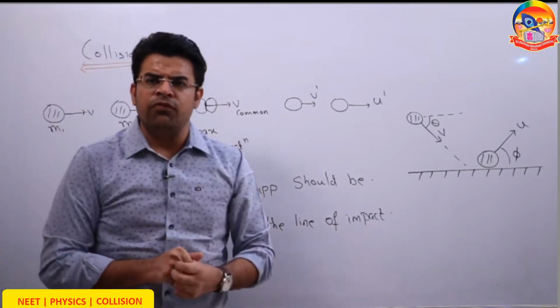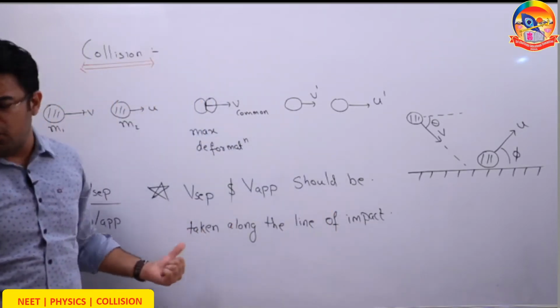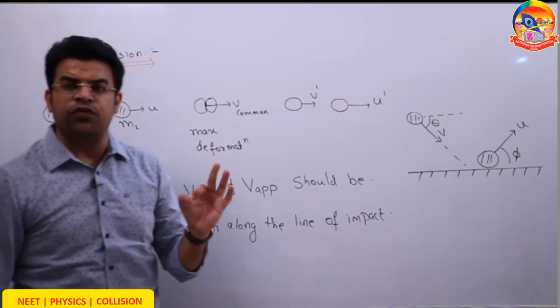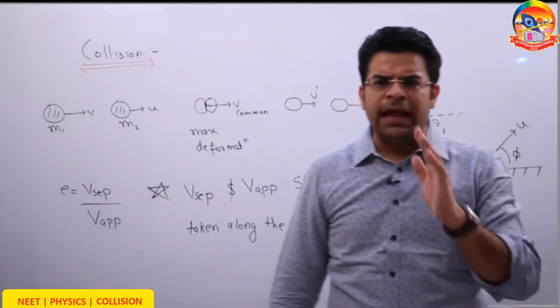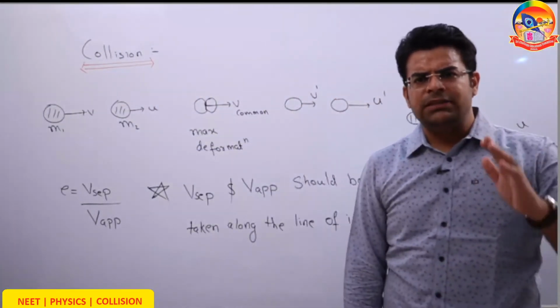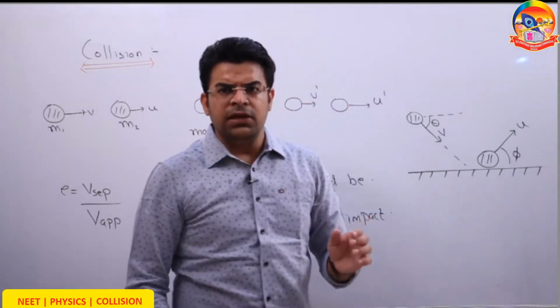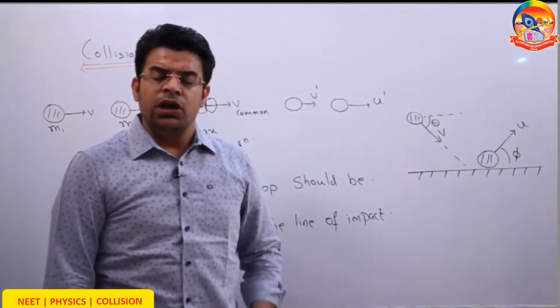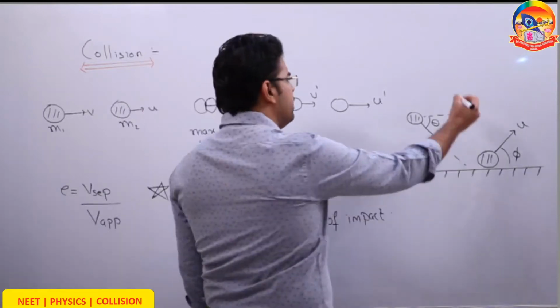We should take velocity of separation and velocity of approach along the line of impact. What is the meaning of line of impact? Line of impact is the line along which the forces act at the time of collision. To make you understand this, think that there is a gravity-free region.